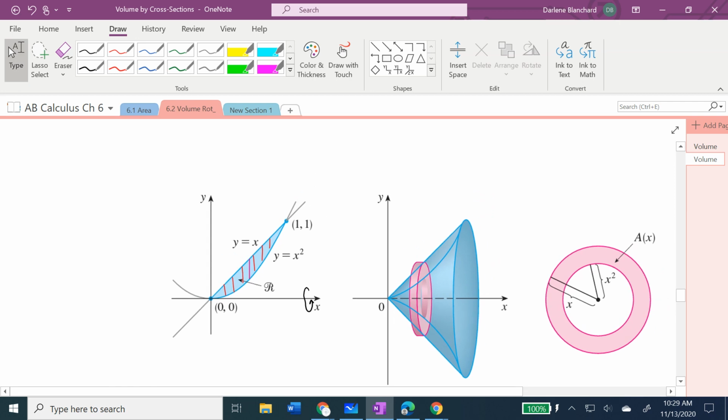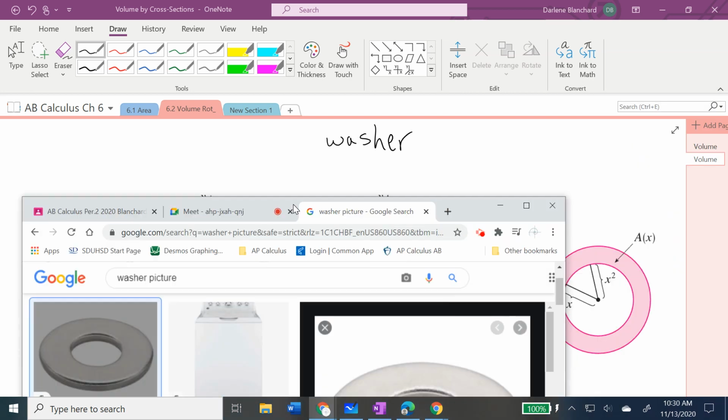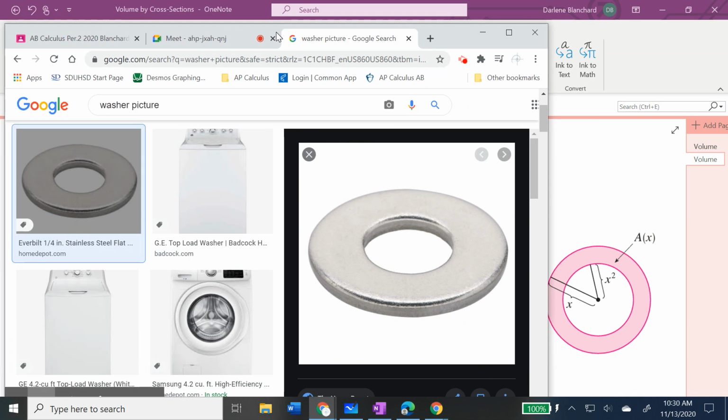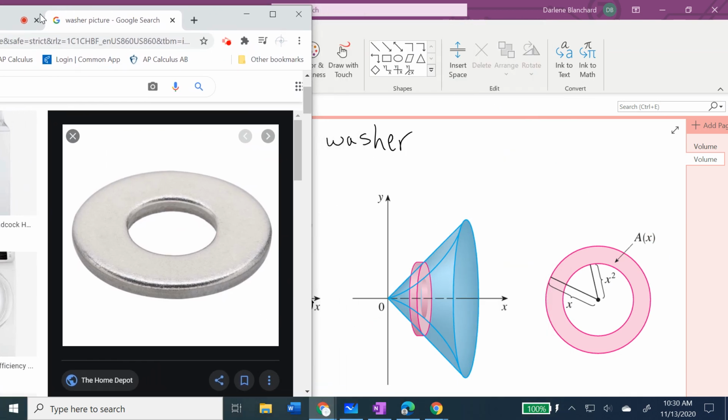So the typical words that are used are disk method and washer method. And when you hear the word washer, what comes to mind? Yeah, I'm trying to grab you a lovely picture of a washer. Hey, hello, I'm a washer, not the washing machine, this one. So that's where the word comes from, and you can see why.